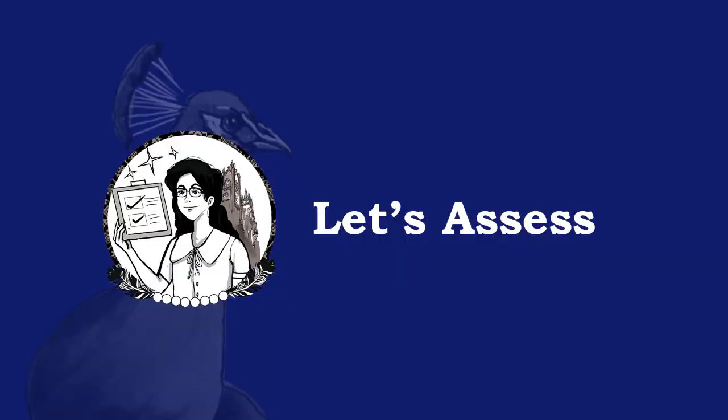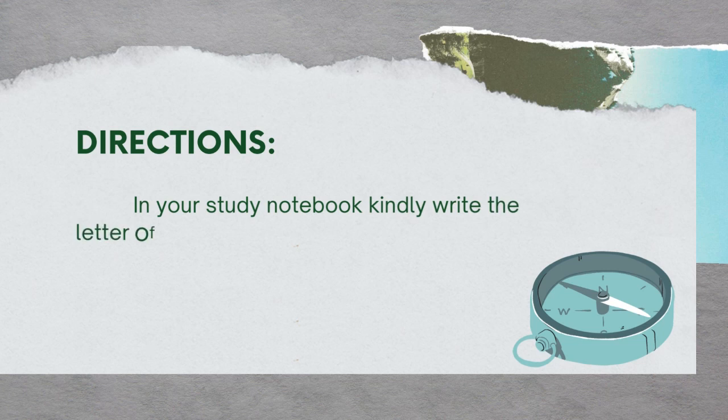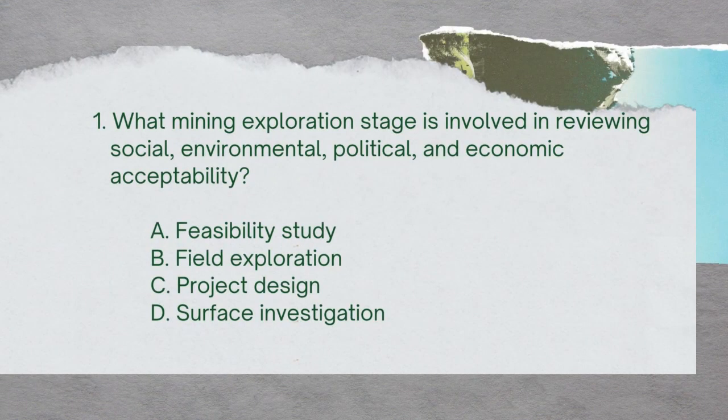Now, let's go back to the questions posted at the beginning of our lesson and review your answers. In your study notebook, kindly write the letter of your answer to the following questions. 1. What mining exploration stage is involved in reviewing social, environmental, political, and economic acceptability? A. Feasibility study. B. Field exploration. C. Project design. Or D. Surface investigation.